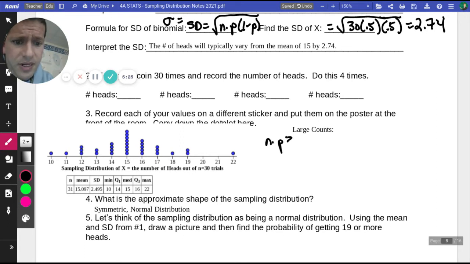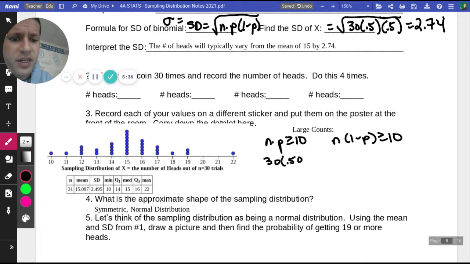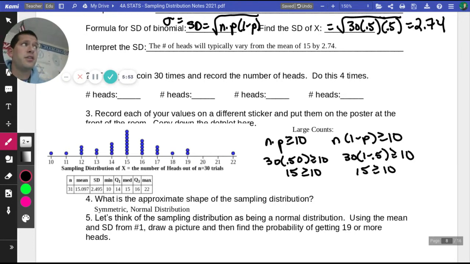So we want n times p to be greater than or equal to 10, and n times 1 minus p to be greater than or equal to 10. Remember, our n is 30, our p is 50%, and we want to check to see if that's greater than or equal to 10. Our n is 30, 1 minus the 50%, or 1 minus 0.5. We want to see if that's greater than or equal to 10. And they both are. We already did n times p and found that's 15. And this will also be 15 because it's 0.5 as well.